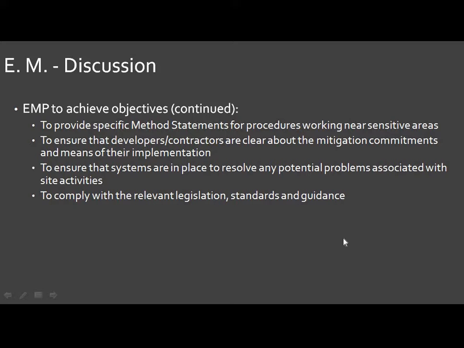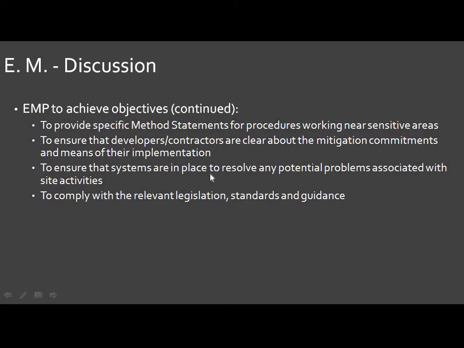What does the EMP achieve, and what is the objective? What is the objective to achieve? To provide specific method statements for procedures working on your sensitive areas, so they should give procedures for that. To ensure that developers and contractors are clear about the mitigation commitment and the means of that: what is the commitment, and how do they accomplish that, are they clear about that.